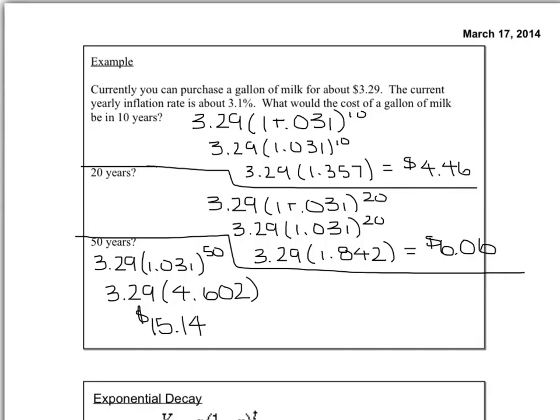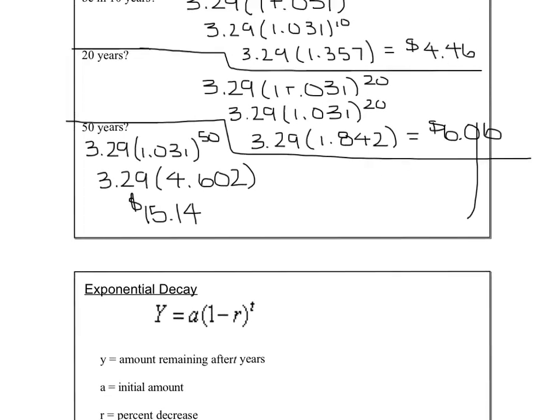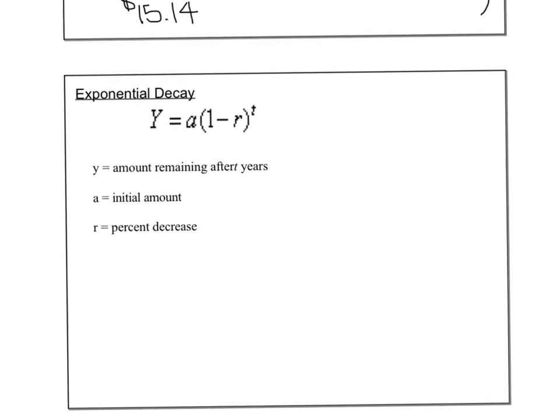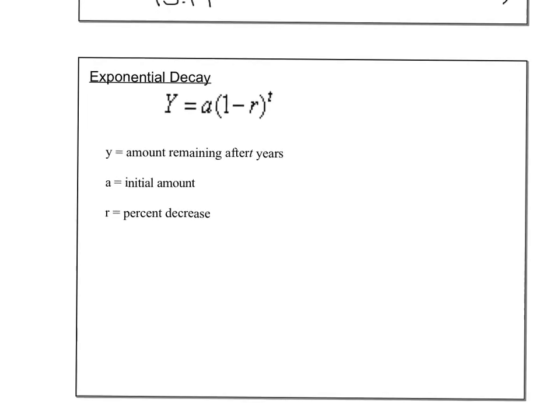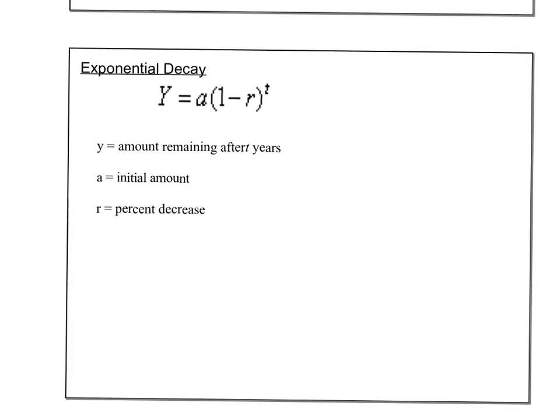So that's looking at if the value or the price grows over a period of time. Now what if it decreases over time? That's when we see exponential decay. So the value of a car would be an exponential decay. The value of the car will go down.